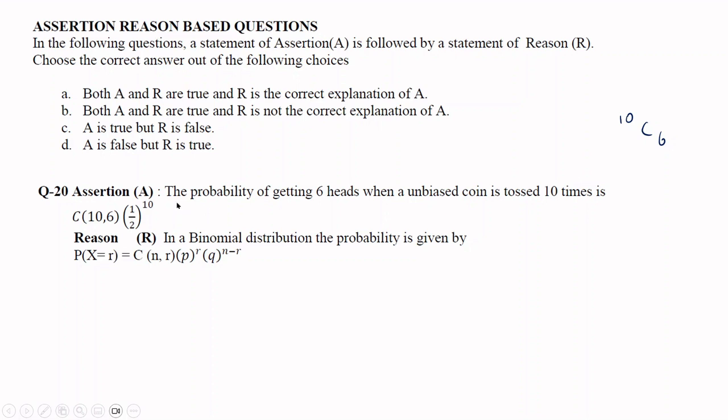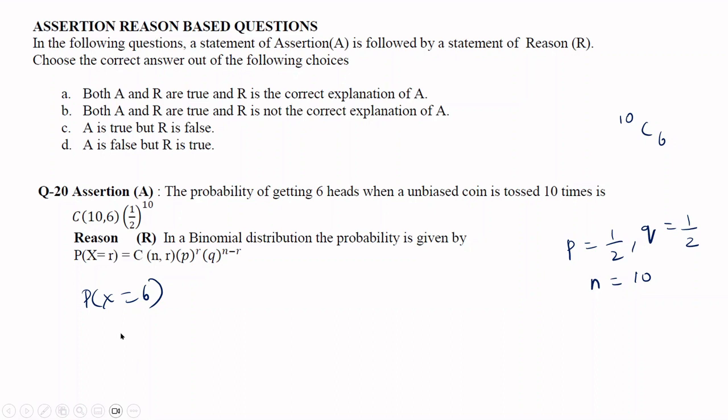So first let us check whether the assertion is true or not. Here we can see that probability of getting 6 heads is probability of x equal to 6. If an unbiased coin is tossed, then the probability of success, that is the probability of getting a head, is half, and the probability of failure, q, which is the probability of getting a tail, is also equal to half. And then it is tossed 10 times. So the number of trials n is 10.